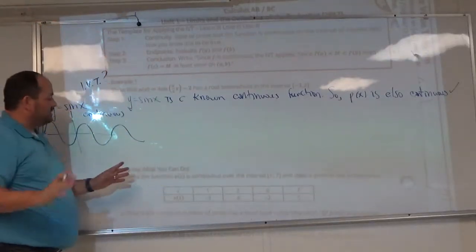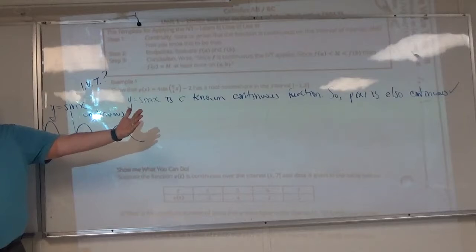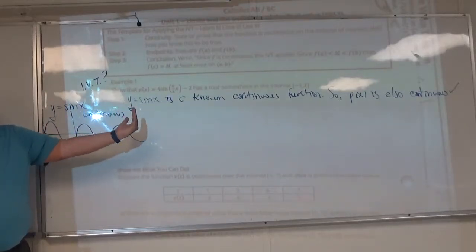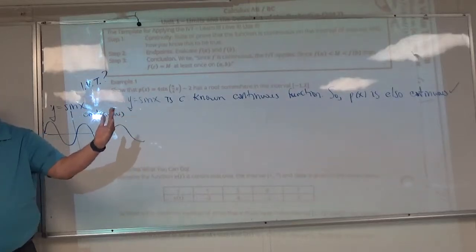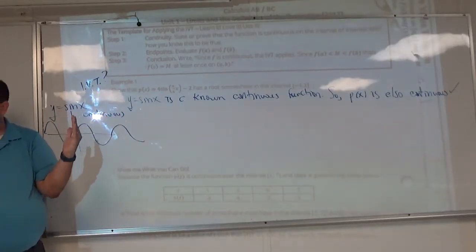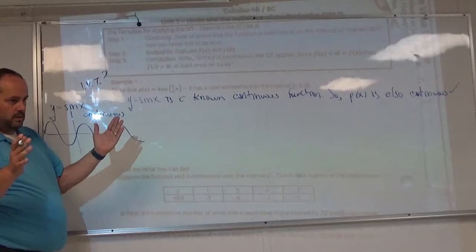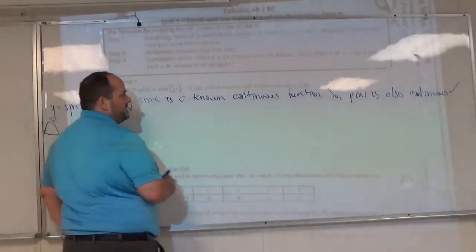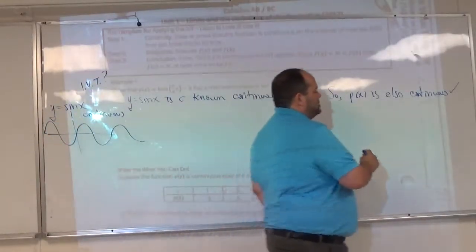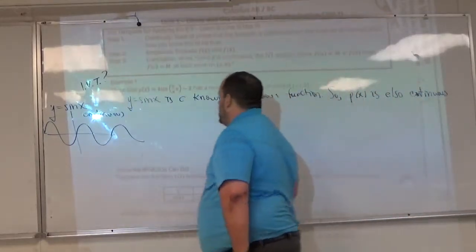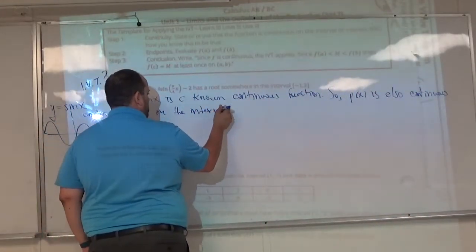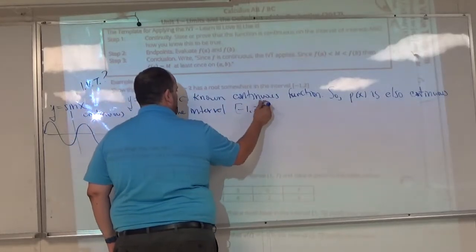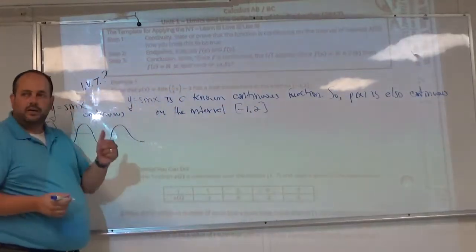Okay, and the answer is, first of all, it is continuous everywhere. This function goes on forever in both directions. I don't need that. What I need is continuous on the closed interval -1 to 2. Do we have that? Yes. Okay. So P of x is also continuous, and I shouldn't have put a check mark there, my bad, on the interval -1, 2.